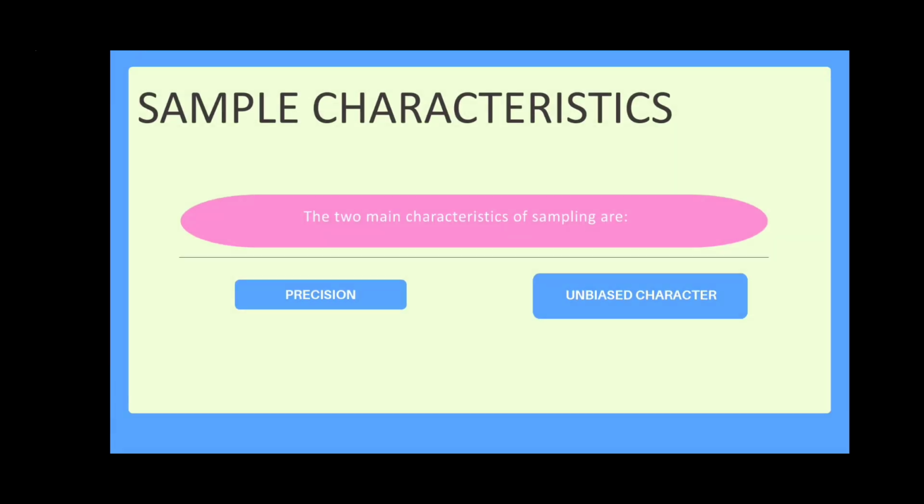Now, sampling characteristics. The two main characteristics of sampling are precision and unbiased character. Precision means the sample which we are having for study purpose should represent the whole population. All the characteristics of the population should be included in that sample. And the second one is the unbiased character. So the sample which we are having for study purpose should be unbiased in nature. There should not be any bias in choosing those samples.